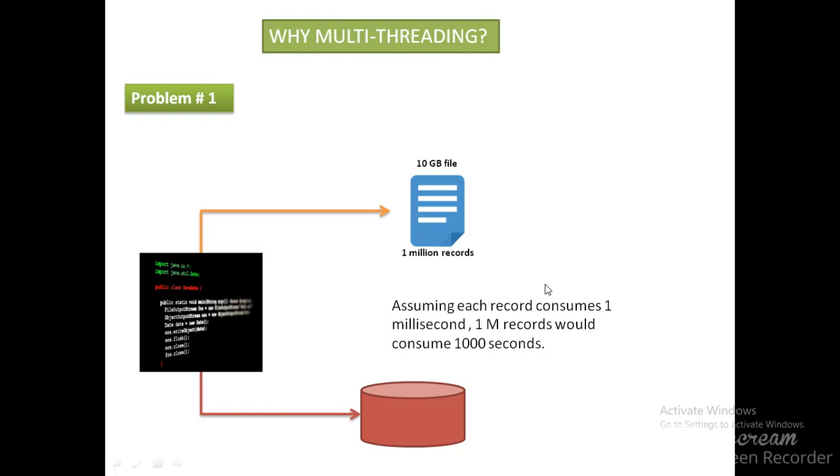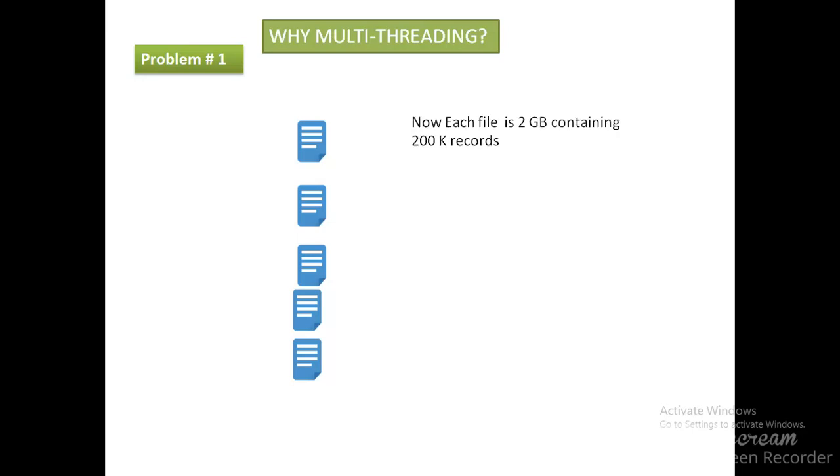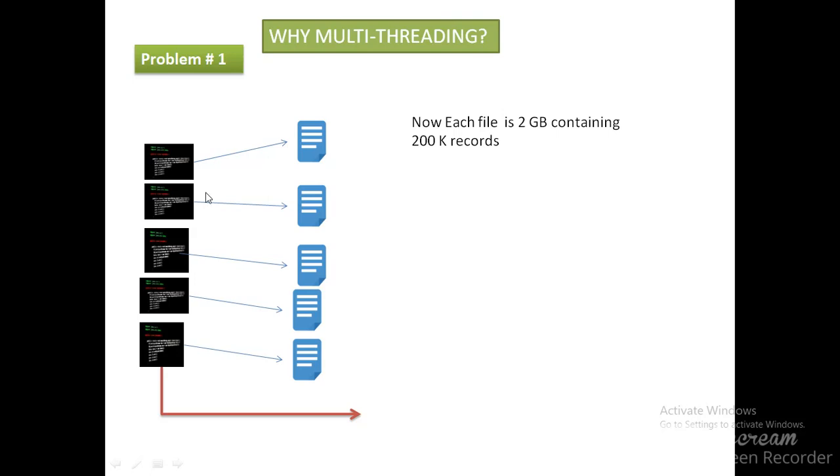There comes to the rescue multi-threading. Let's break the file into 5 equal parts, right? After splitting the file into 5 equal parts, each file now contains 2 GB, and the number of records would come down to 200,000, and you create 5 objects to read each file, right? And then you insert into the database.